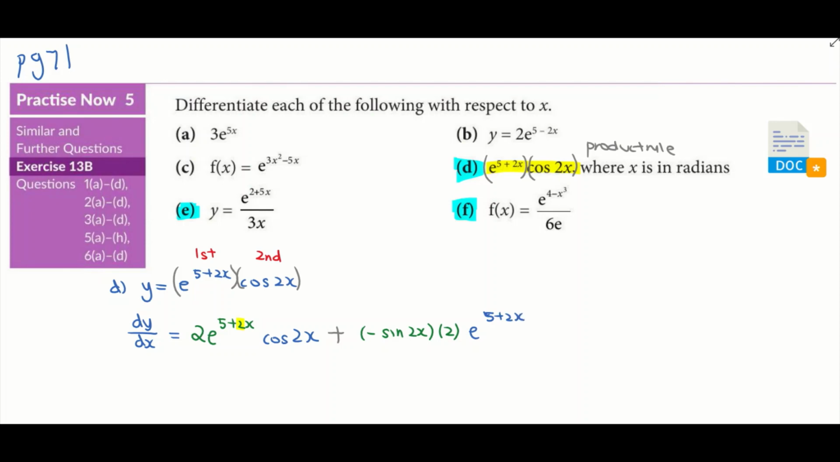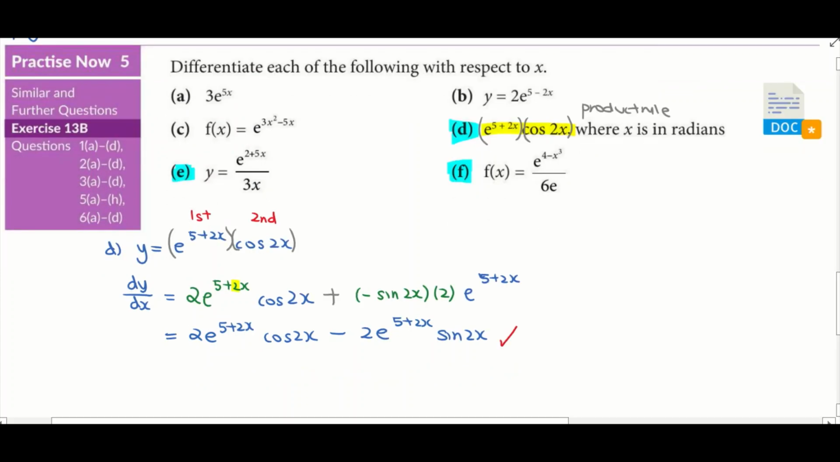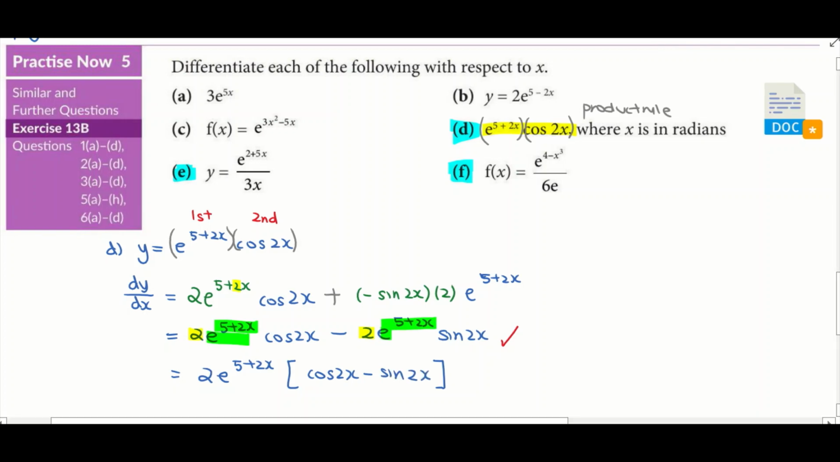Now all we have to do is to simplify. So rewrite in simplified form. Okay, so I can leave this as my final answer. But of course, if you want to do one step further, we can factorize the common factor. So we see that there's a common factor 2 and 2, and also the common factor, the exponential term. So I can factorize it out. Take out the common factor and then put the bracket. What's in the bracket is whatever I'm left with: cosine 2x minus sine 2x. So this is another acceptable answer.